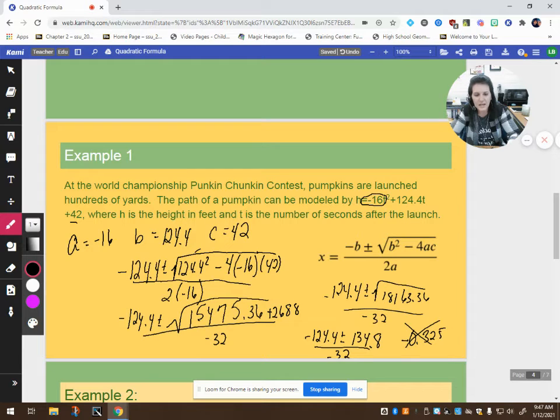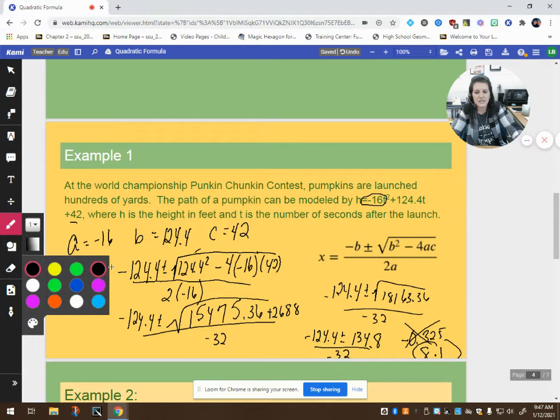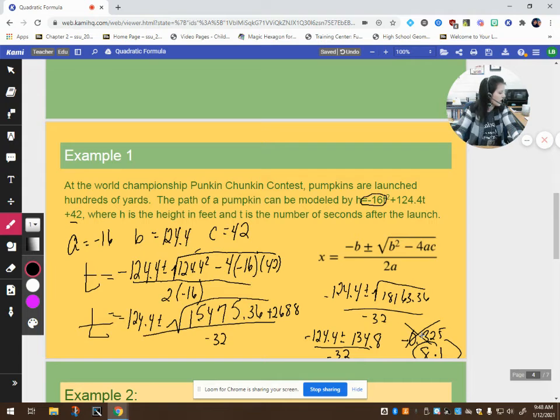So let's try it again. Negative 124.4 minus 134.8 is negative 259.2, all divided by negative 32. That gives me 8.1. So my root that makes sense is the 8.1. So that tells me this is my value for t. Time is equal to 8.1 seconds.